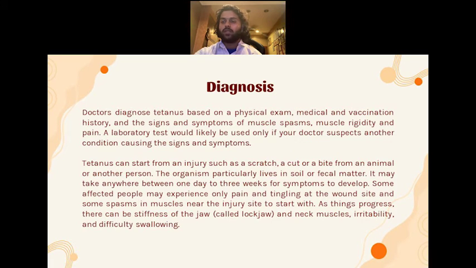Today I'll be talking about the diagnosis of tetanus. Doctors diagnose tetanus based on a physical exam, medical and vaccination history, and the signs and symptoms of muscle spasm, muscle rigidity, and pain. A laboratory test will likely be used only if a doctor suspects another condition causing the signs and symptoms. Tetanus can start from an injury such as a scratch, a cut, or a bite from an animal or another person.